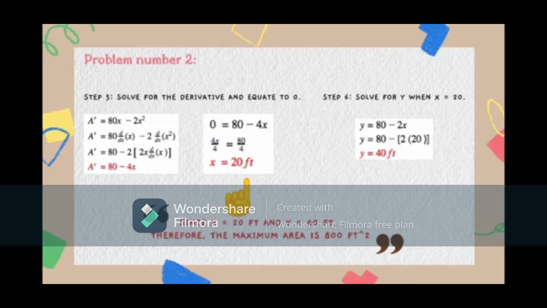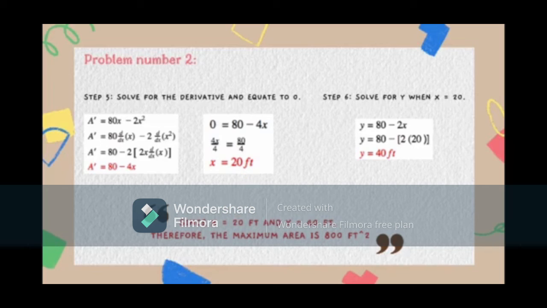Now we are equating the derivative, which is 80 minus 4x, to 0. To get our x, we must isolate the variable x to the left side. So the negative 4x would be positive 4x, and the 80 would remain on the right side. Now we can see that the x variable still has a coefficient, so we're going to divide by 4 to cancel it, and we will get the result of x is equal to 20 feet, or the width of the rectangular garden is equal to 20 feet.